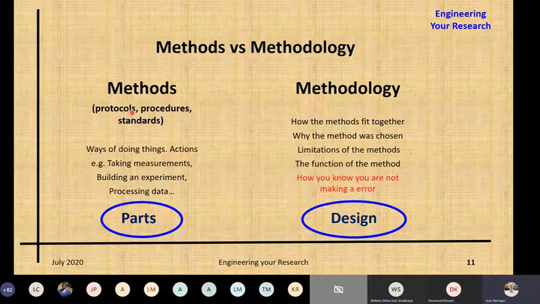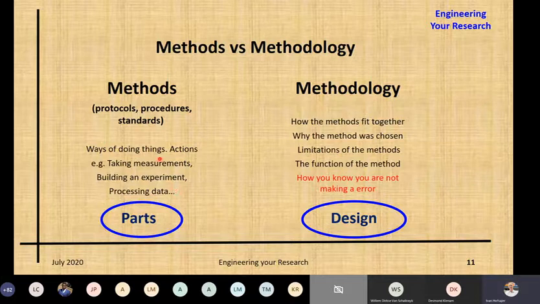Okay, so sometimes they're called protocols, procedures, standards. It's the actions, the things that you actually do, like taking measurements or building an experiment or processing data or administering a questionnaire. It can be anything that you actually do. It's the actions. And these actions can normally be described quite well. You can really describe exactly what's going to happen, what the steps are that need to be taken.